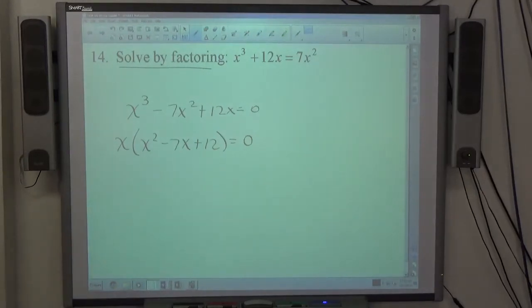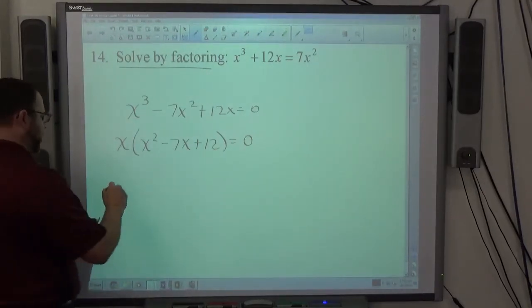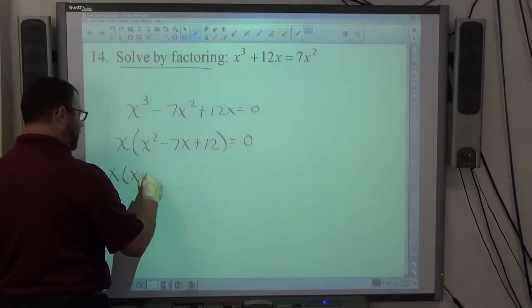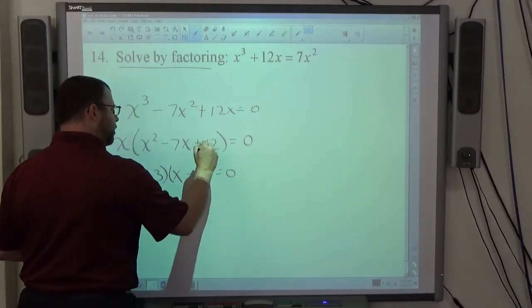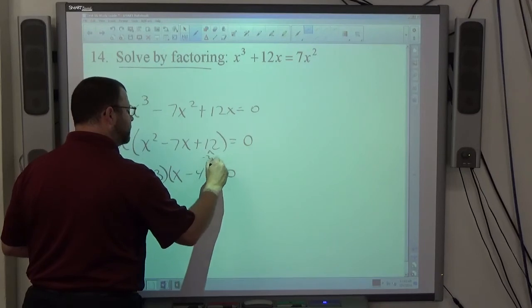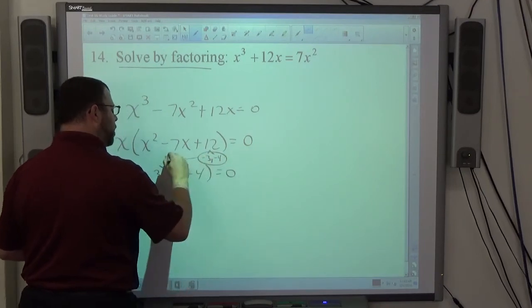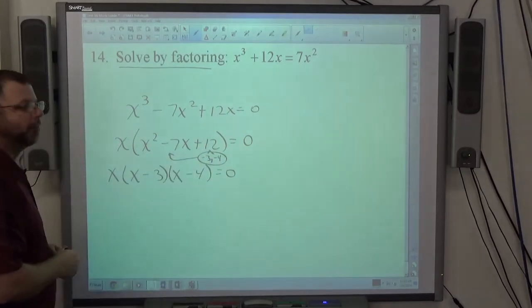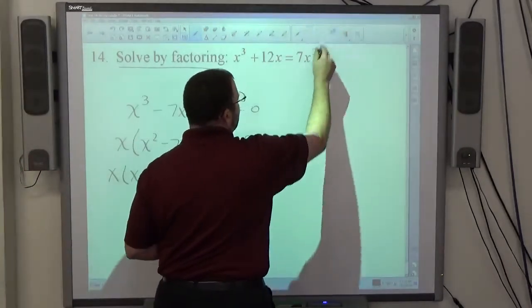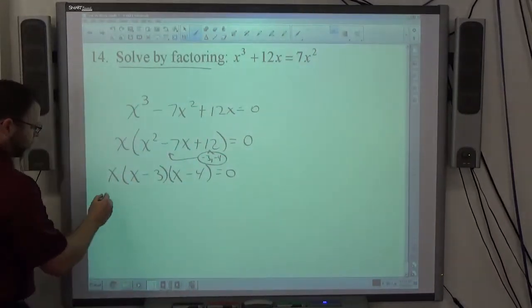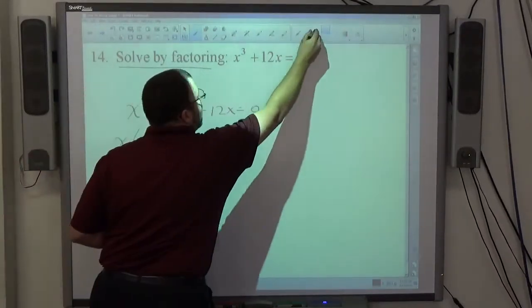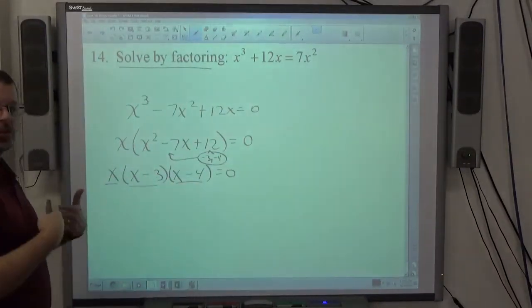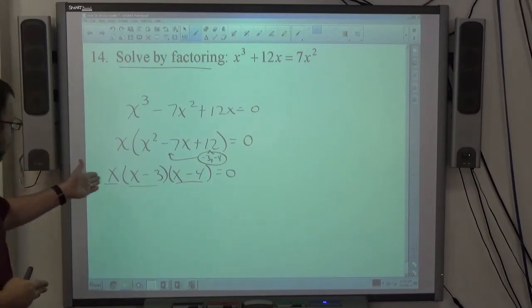If x squared minus 7x plus 12 equals 0, then I get x times x minus 3 times x minus 4 equals 0. The factors of 12 that multiply to make 12 and add to make negative 7 are negative 3 and negative 4. Once you get factor form equal to 0, then to get the answers, we take factor 1 and factor 2 and factor 3 and say each one of those individual factors equal to 0. We got it down to a product.